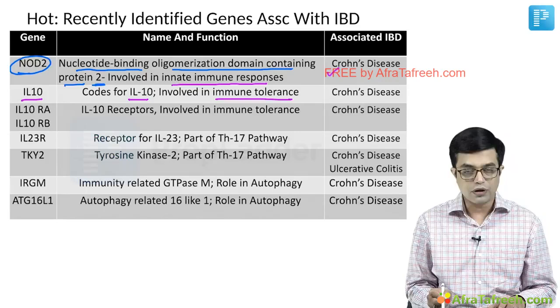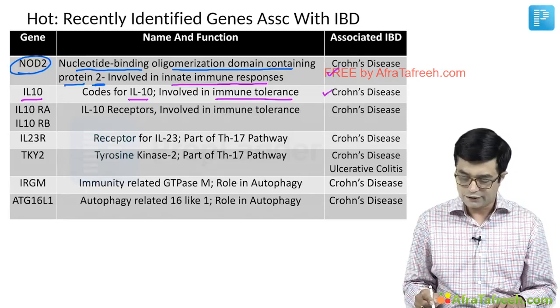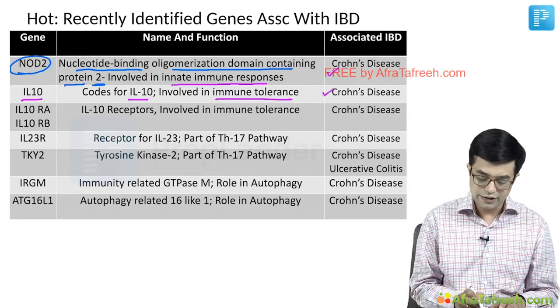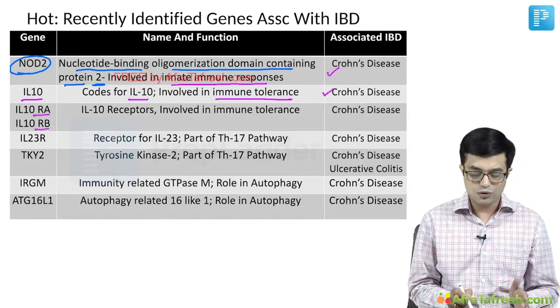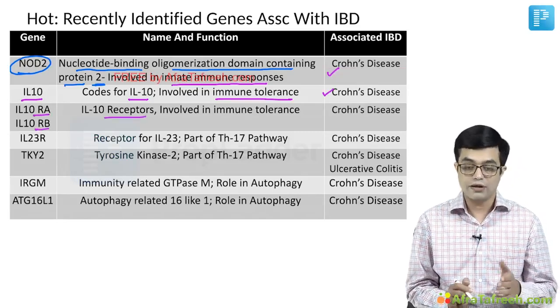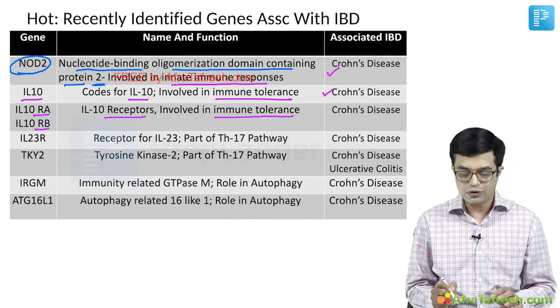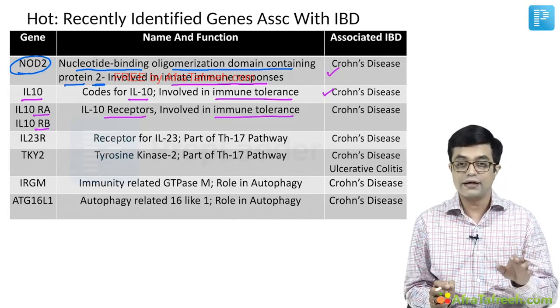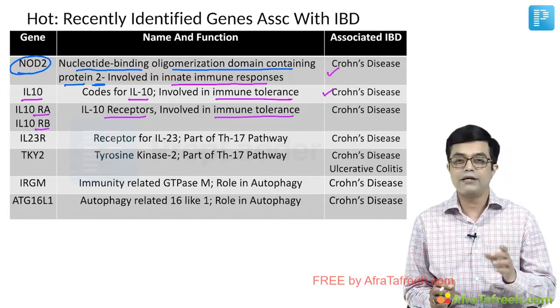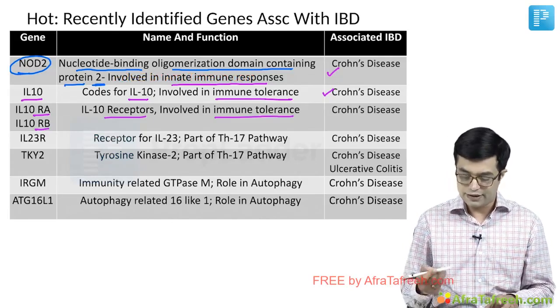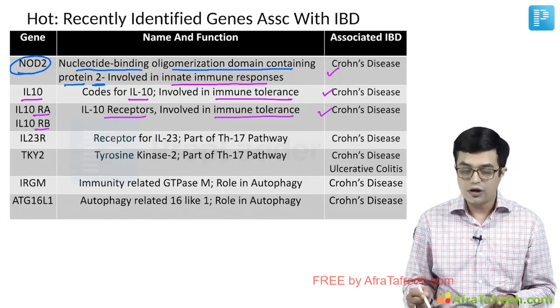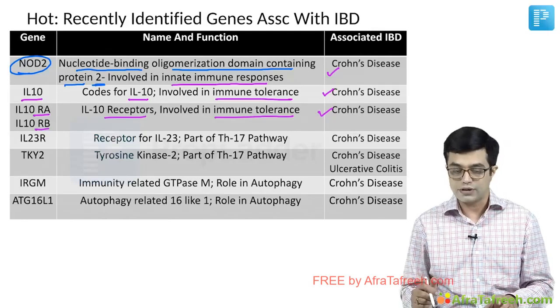IL-10 codes for interleukin 10. It is involved in immune tolerance. It again is associated with Crohn's disease. We have interleukin 10 RA and RB. These code for the two types of receptors for interleukin 10. They are also a part of immune tolerance. I hope you know that interleukin 10 is a relative anti-inflammatory cytokine, and any genetic mutation in this gene will lead to a pro-inflammatory state producing Crohn's disease.